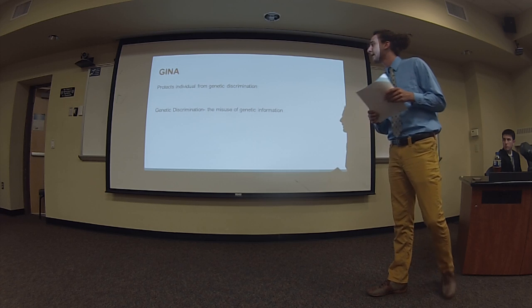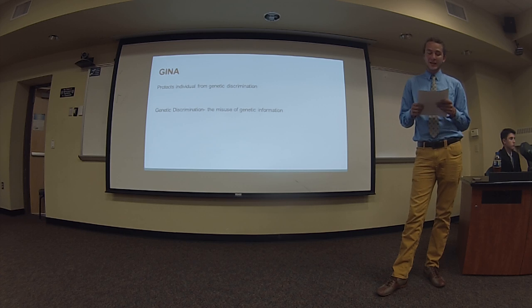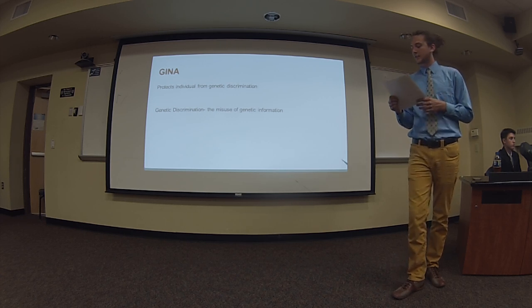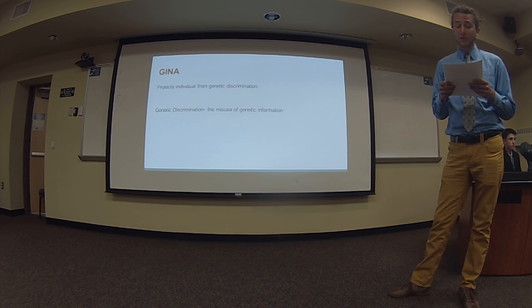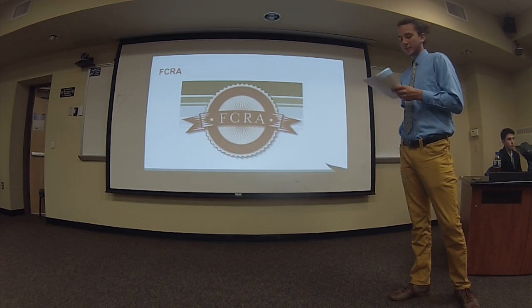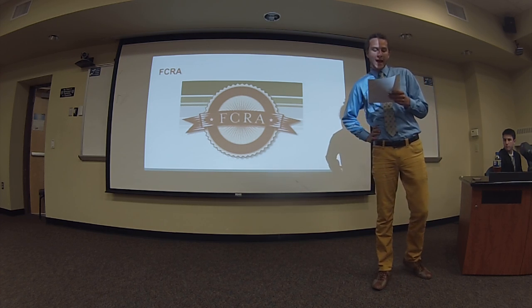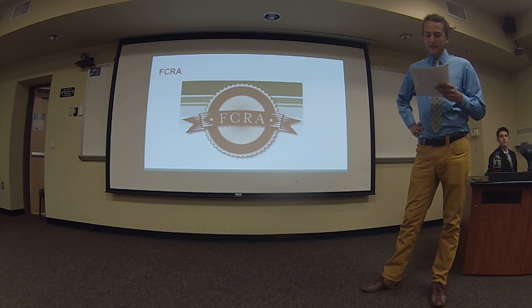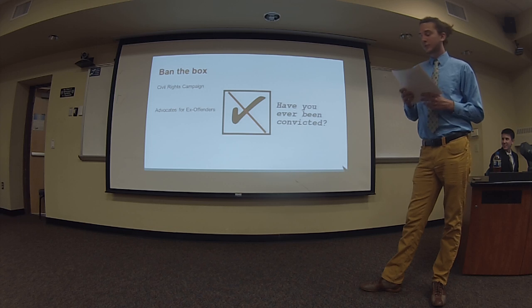Next, we have the GINA, which stands for the Genetic Information Nondiscrimination Act. Starting in 2008, it is a federal law that protects individuals from genetic discrimination in health insurance and employment. Genetic discrimination is the misuse of this information. Lastly, I'll cover the FCRA, the Fair Credit Reporting Act. This is a federal law that regulates how consumer reporting agencies use your information. It also limits access to your information and forces the disclosure of your credit file to you upon request.